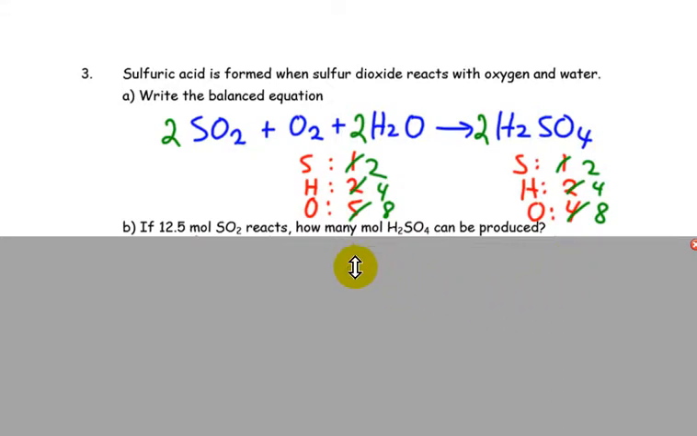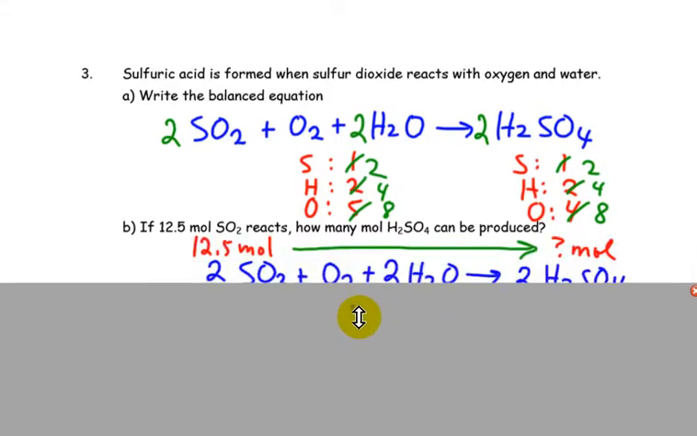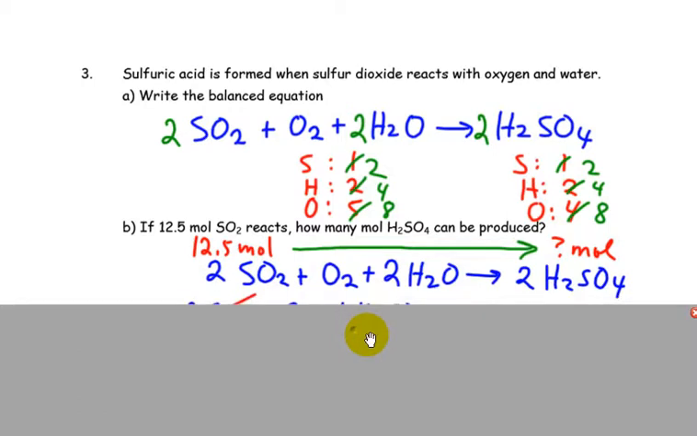In doing this, I highly recommend that you rewrite the equation, write down what you're given, and then write a question mark by what you're trying to find out. I tend to like to draw it on top of the equation. So moles on top. Moles implies that we're going to be using the balanced chemical equation. We're given 12.5 moles of SO2. We're asked to find the moles of H2SO4, so that's the question mark. So we're going from here to here, moles to moles.